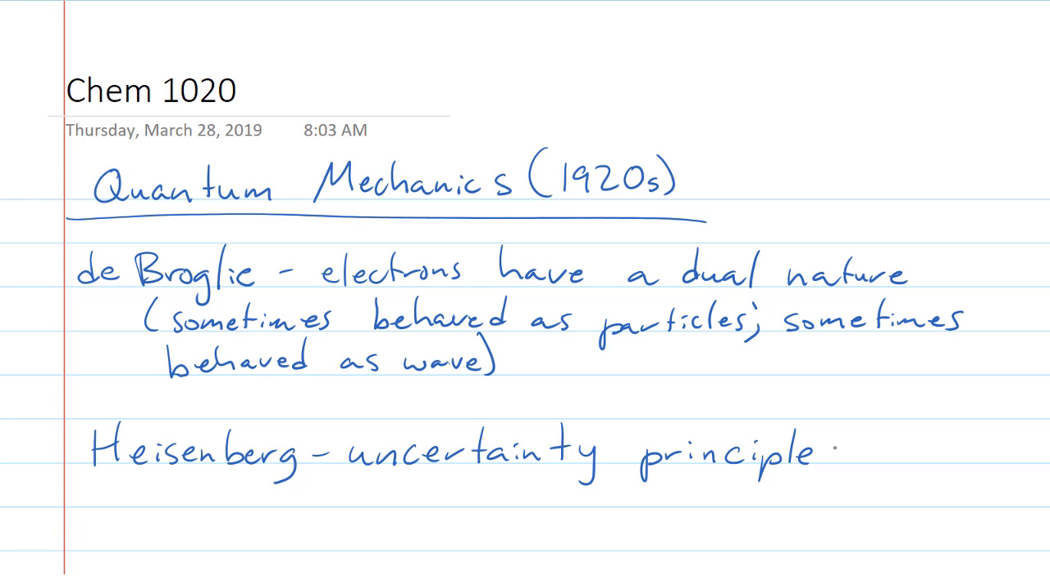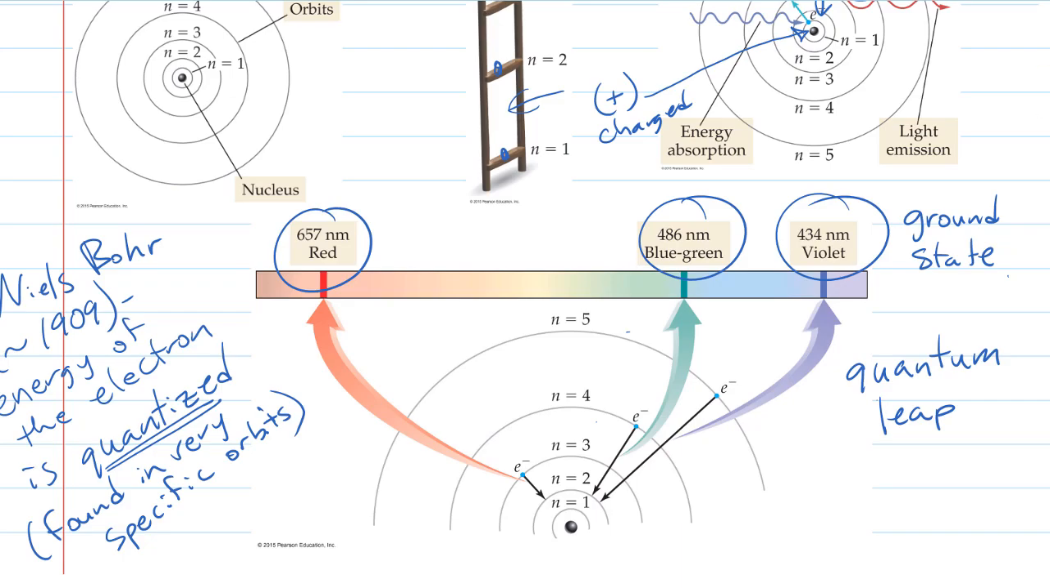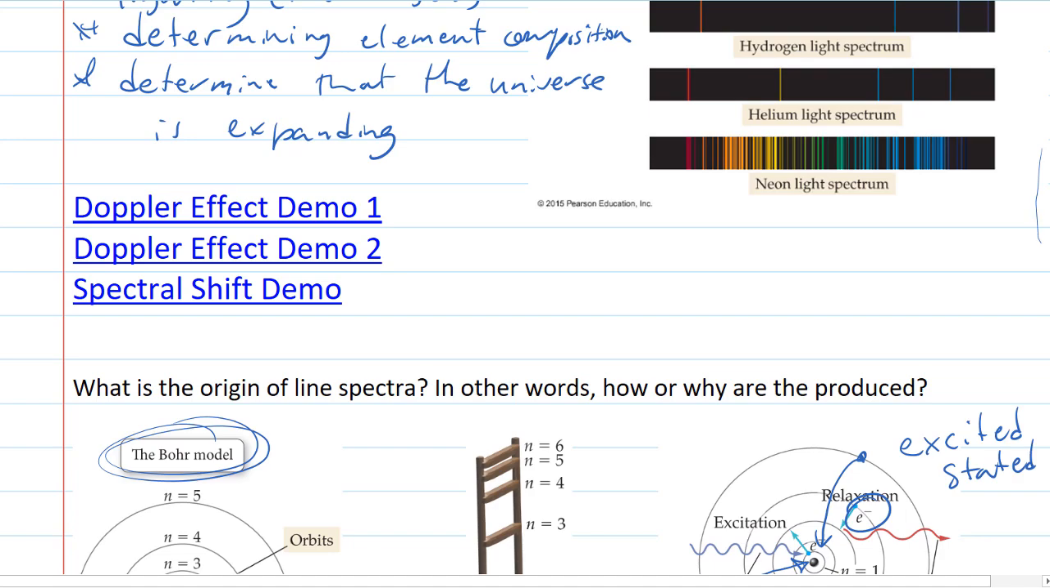Because if we learned something about its speed, then we wouldn't know anything about its location. If we learned something about its location, we wouldn't know anything about its speed. And so when we looked at the Bohr model of the atom, going back here, this was entirely too predictable. And so the uncertainty principle showed that that couldn't happen.